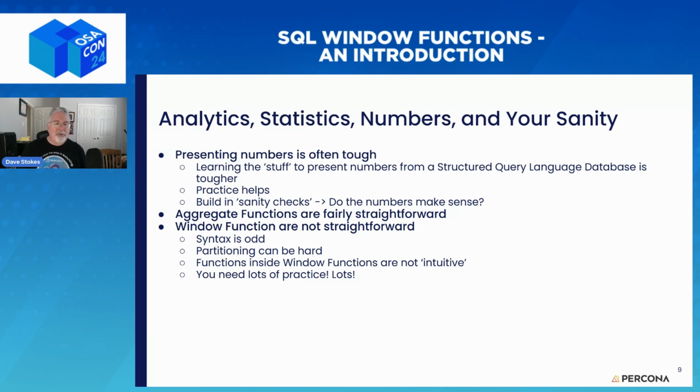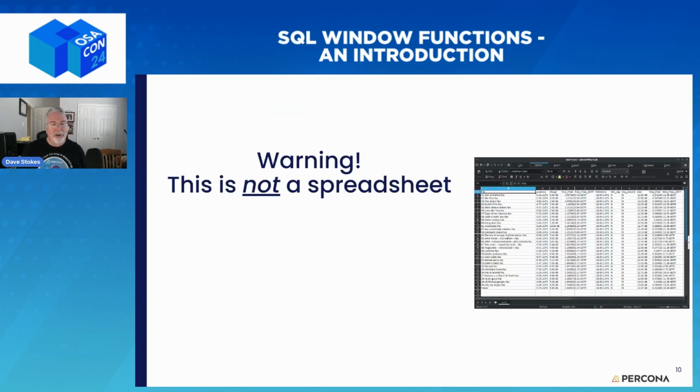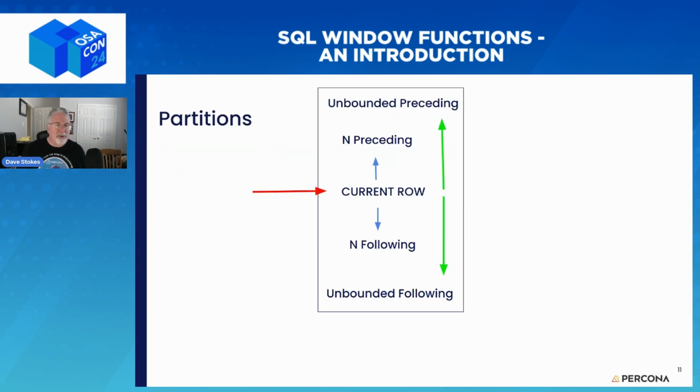Now, aggregate functions are fairly straightforward. As you'll see in a minute, window functions are not straightforward. The syntax is odd. The partitioning can be hard. Functions inside the window functions are not exactly intuitive. You have to read the documentation. They differ from implementation to implementation, so something that works on SQL Server may not work in MySQL or Postgres the same way you expect. So this is something where you need lots of practice to really master. And I've got to warn you, this is not a spreadsheet. There are things that spreadsheets can do that window functions can't, and vice versa. So if you have a spreadsheet background, this will take a little bit of getting used to. If you have a SQL background, it's still going to take a little bit of getting used to.